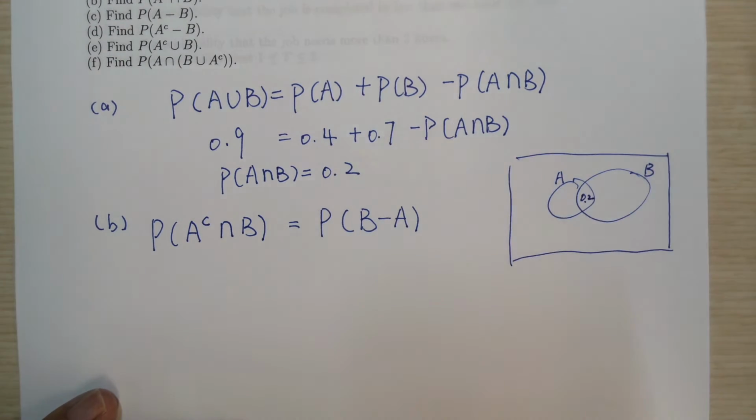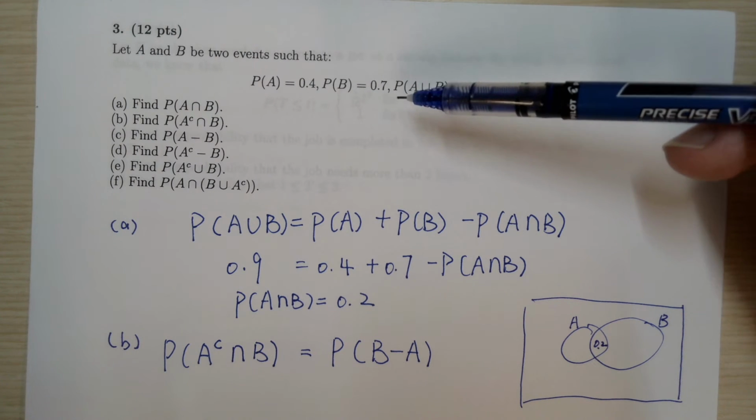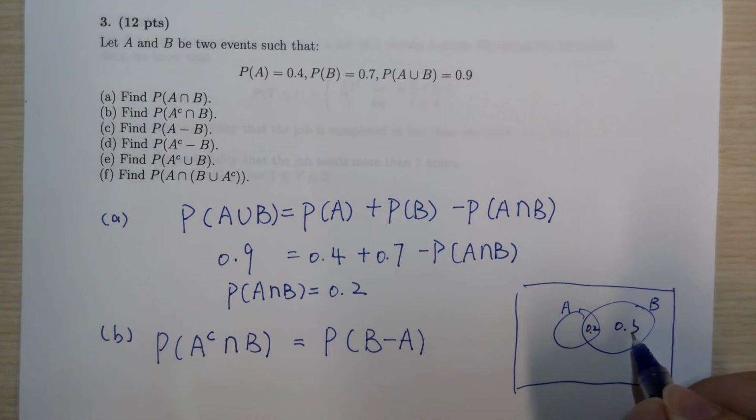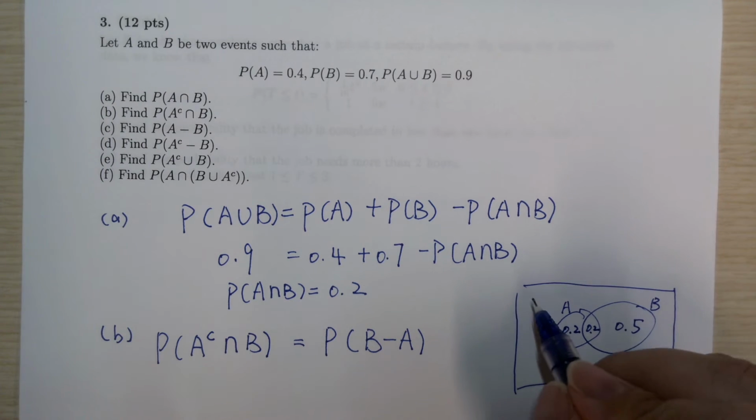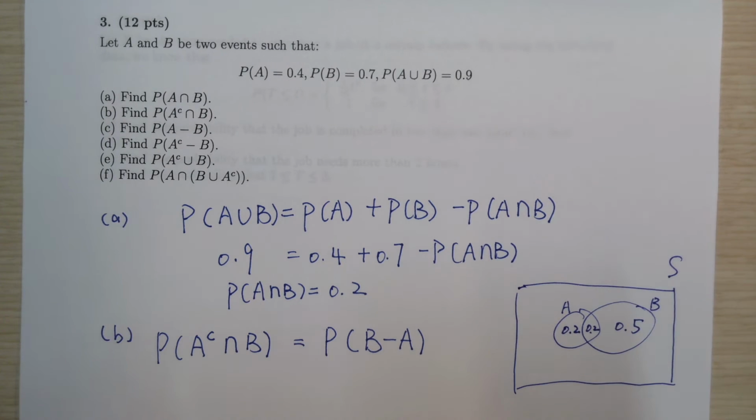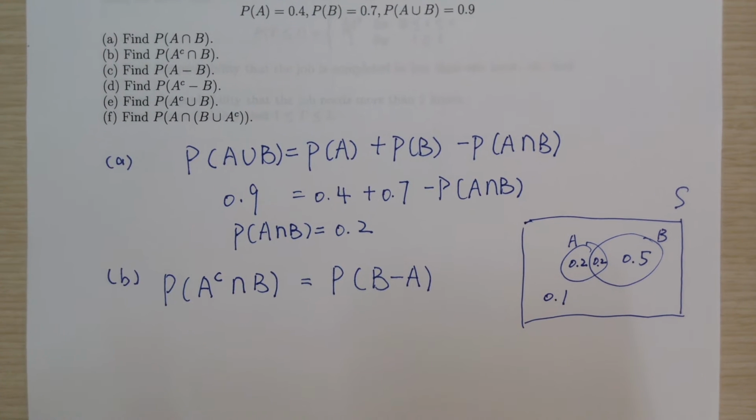So the probability of B is 0.7. So this part is going to be 0.5. And similarly, this part is going to be 0.2. Of course, this is the whole sample space, so this is going to be 0.1, because all of them sum to this.